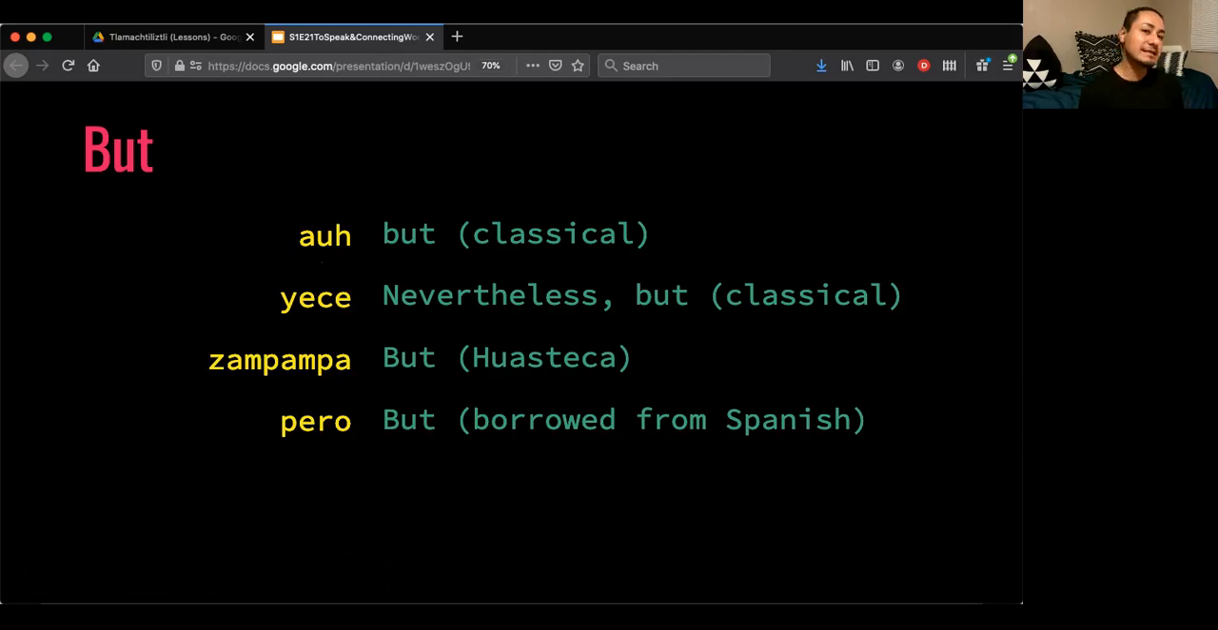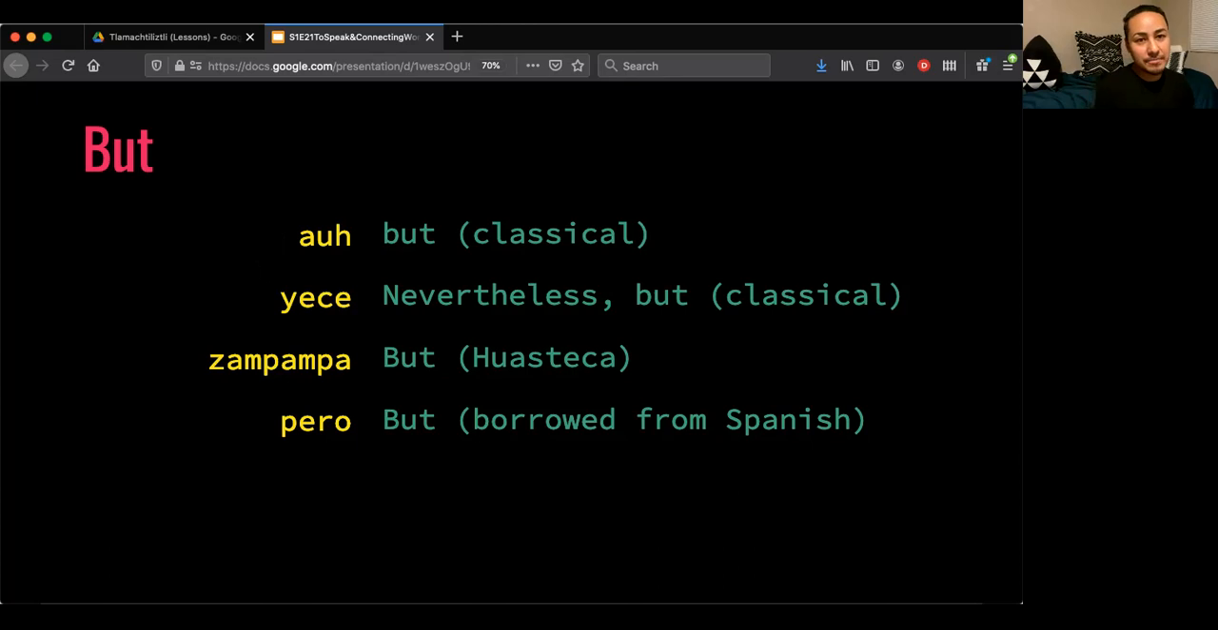But au doesn't necessarily mean the word but. It kind of means like introduction of a phrase, because in some cases, the word au can also mean and. So, but the closest to it, or one of the possibilities, would have been the word au. Okay, I'm just giving the classical words.